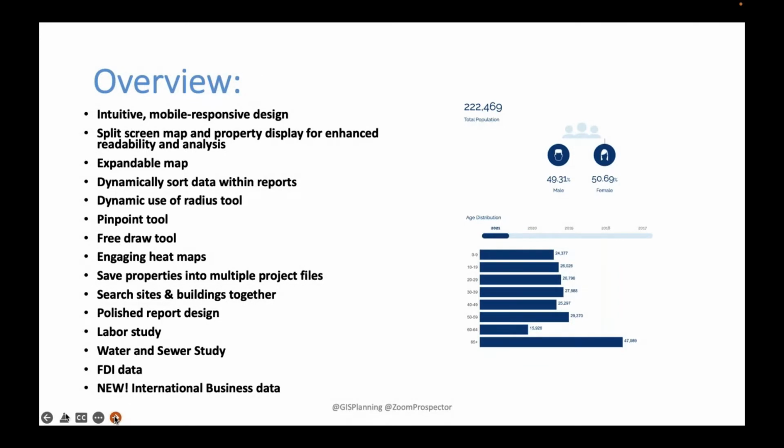GIS Planning's Zoom Prospector tool has all kinds of different features that Stevie will be walking us through, including interactive data tools, map tools, and our dynamic tools. Now, dynamic data means that as you adjust filters like drive time, for example, or radius, the data in the reports updates immediately on the fly, which makes it very convenient and efficient for analysis.